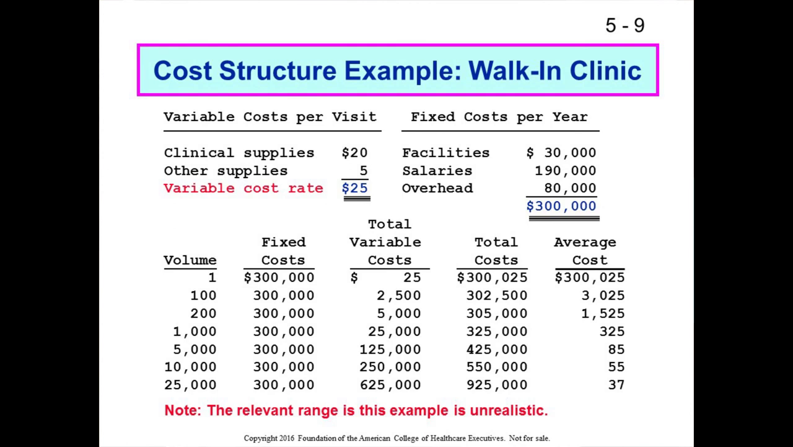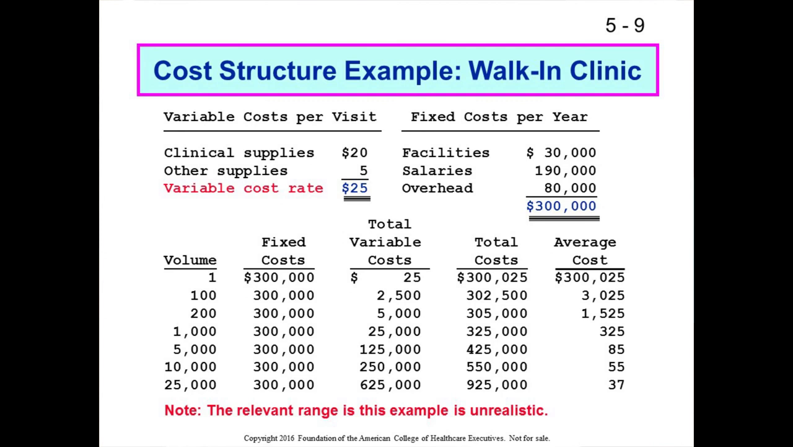So generally speaking, in this chapter we're only going to deal with variable and fixed costs. So all our problems are going to be around that. So what we have here is looking at how costs change based on volume. So we go from 1 to 100 to 200, and so forth down to 25,000.